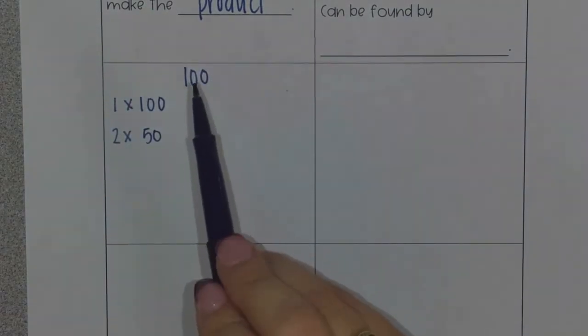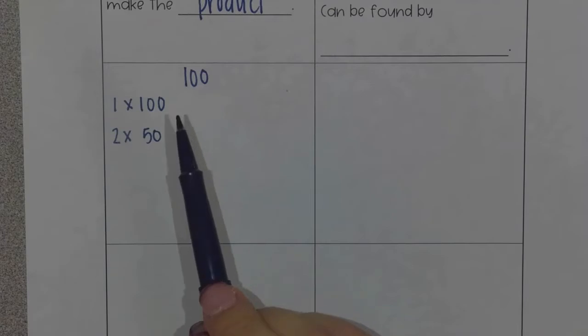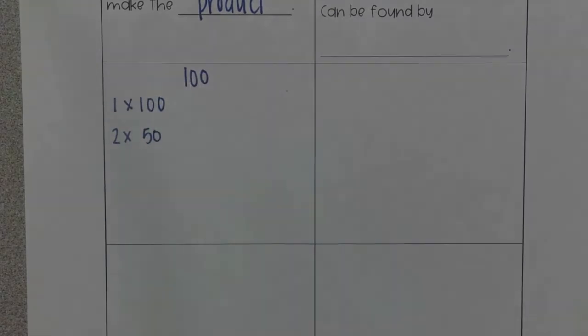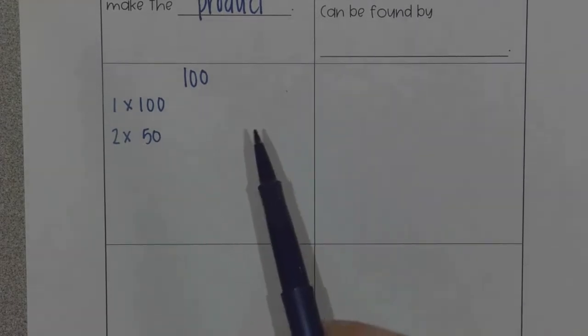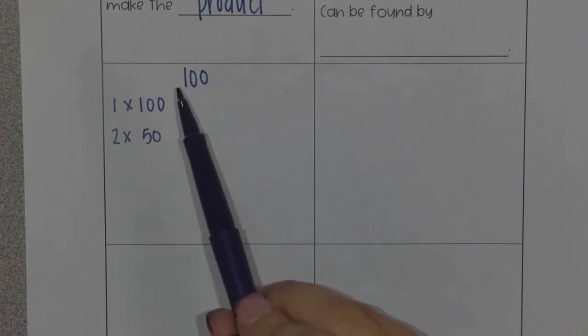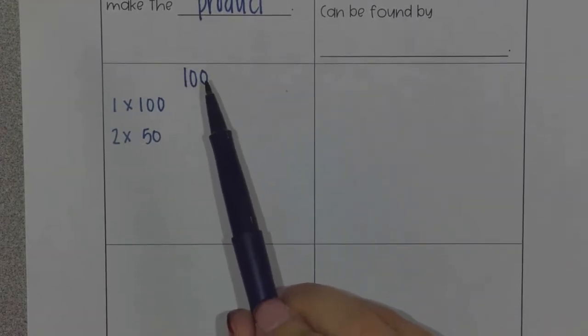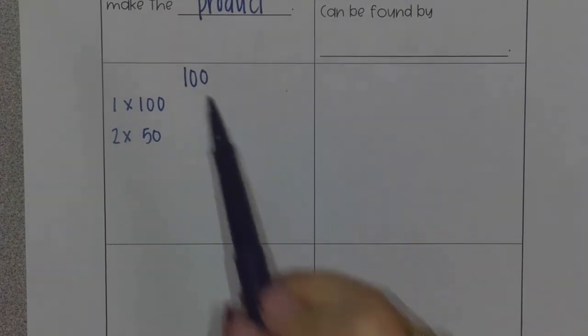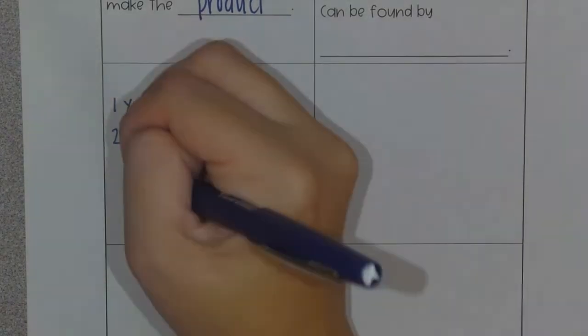Now, 100 is not divisible by 3. And remember, I can check that. The divisibility rule is I add all of the digits together. So 1 plus 0 plus 0. And if that number is divisible by 3, then the whole number is. But when I add those digits, 1 plus 0, that gives me 1. And 1 isn't divisible by 3. So 100 is not divisible by 3.